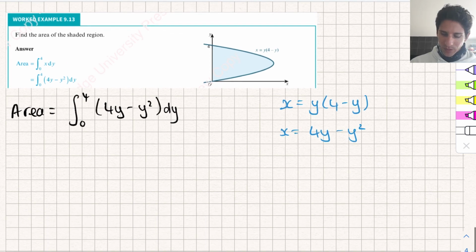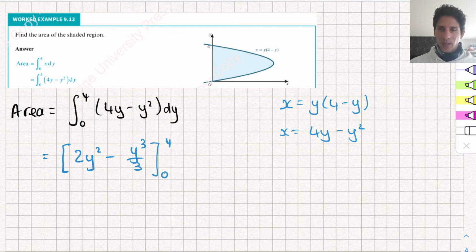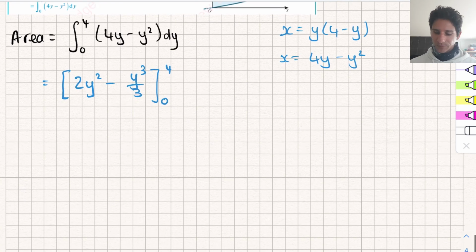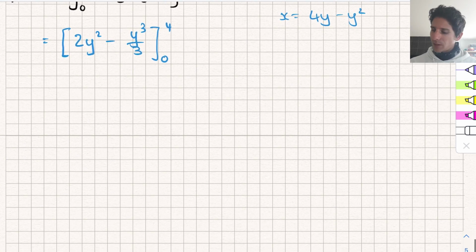So from here, we can just anti-differentiate, in terms of y this time. So let's get our primitive. We're going to get 4y. If we integrate that, we raise to the power of 2 and divide by 2, and so I'm going to be left with 2y squared minus, and this is going to be y cubed on 3. Right? This is between 0 and 4.